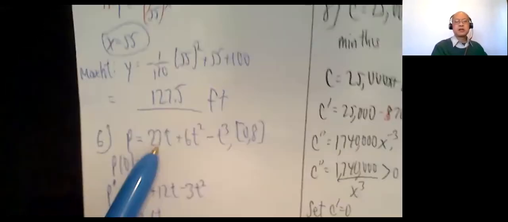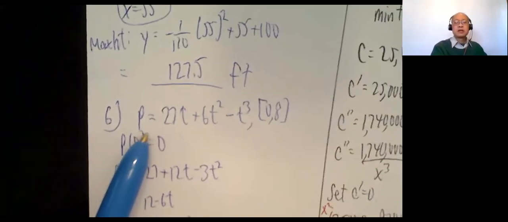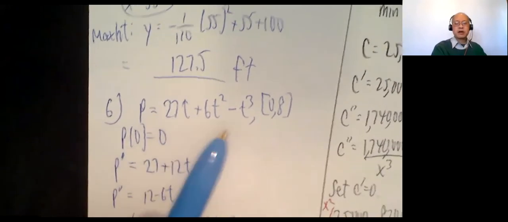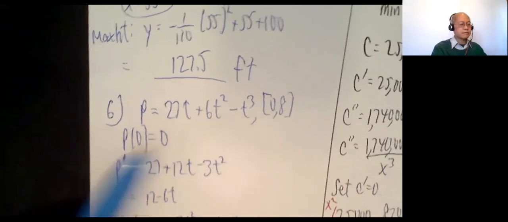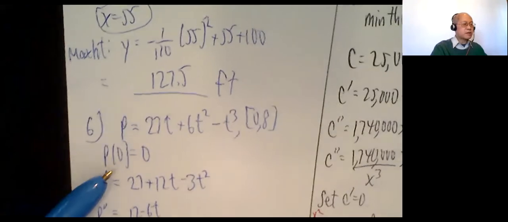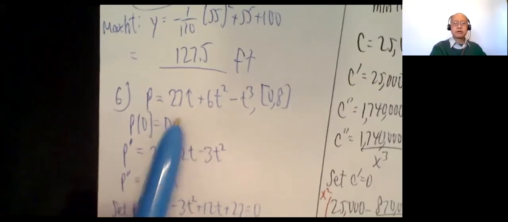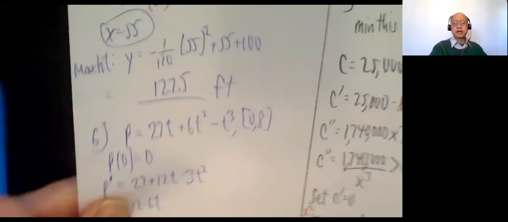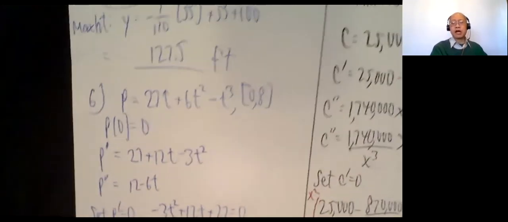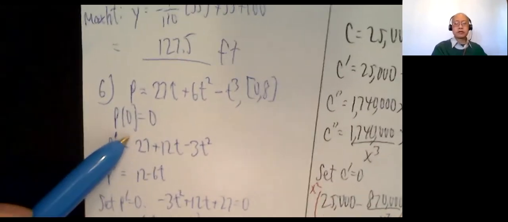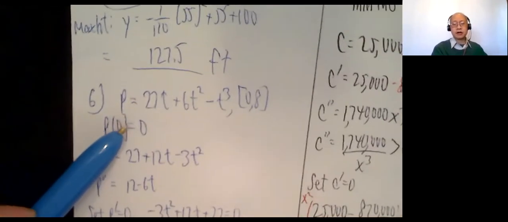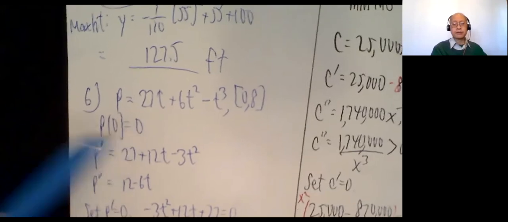So here's the function: 27t plus 6t squared minus t cubed between 0 and 8. Okay, so I definitely have to plug in 0 and 8. 0 is easy. P of 0 is 0. Plug in 0, plug in 0, plug in 0, you get 0. Again, that makes sense. You just arrived at the office, so you're not producing anything. You haven't got started or turned on the machines or whatever.